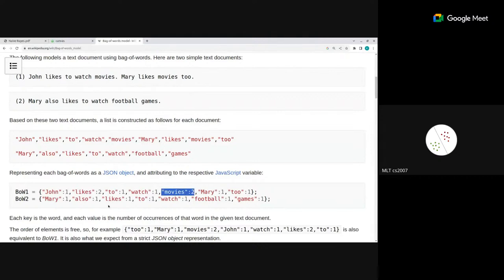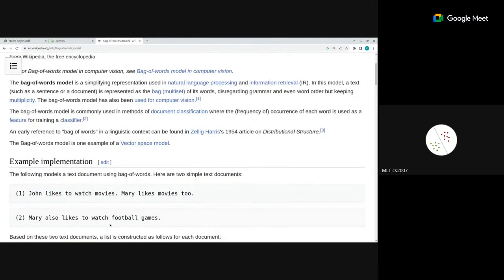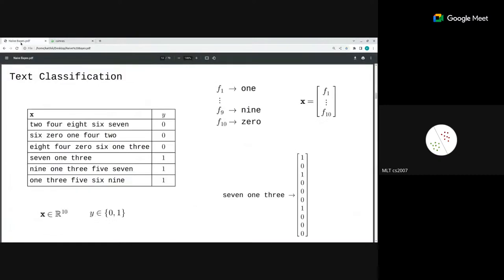That is an assumption which we are additionally imposing: not just order, but also frequency is not important for us. In the bag of words models, what they assume is the order of elements is free. So order is not important, but frequency is important. So this is something like a bag of words model, but with extra assumptions. Okay, so that is what we are doing.